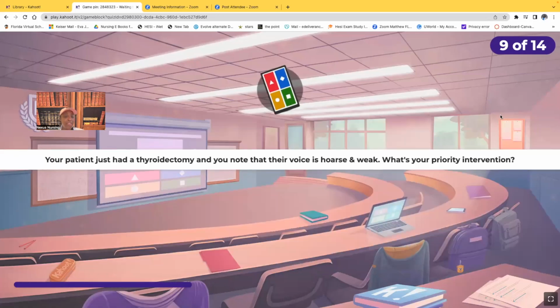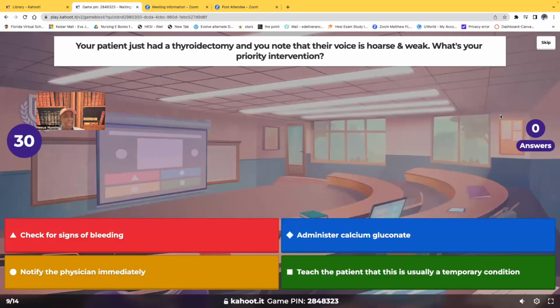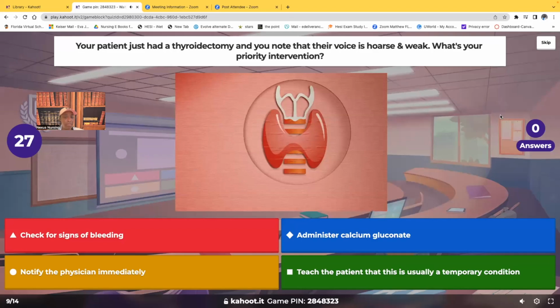Your patient just had a thyroidectomy and you note that their voice is hoarse and weak. What's your priority intervention? Is it going to be to check for signs of bleeding? Is it going to be to administer calcium gluconate? Is it going to be to notify the physician immediately? Or are you going to teach the patient that this usually happens and it's a temporary condition? What are you going to do? Your patient just had a thyroidectomy and their voice is hoarse and weak.